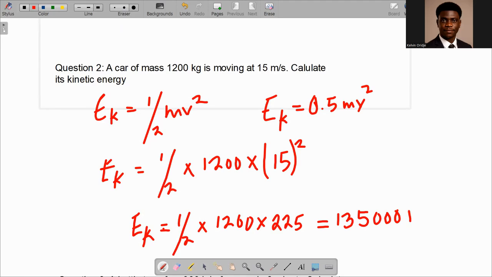135,000 joule. Or if you're putting this in standard form, it's going to be 1.35. You shift your decimal point to the middle, times the number of times you shifted it, which is 5 times. That's 10 to the power of 5 joule. So this is the answer to the question.